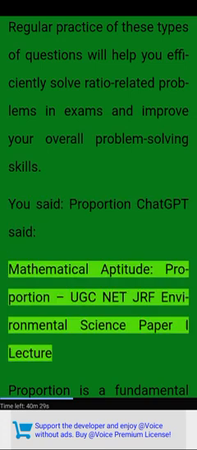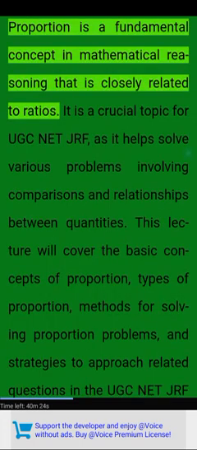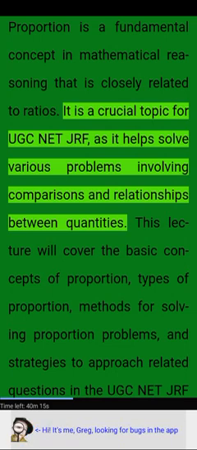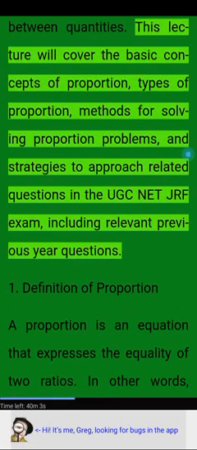Mathematical aptitude, proportion, UGC NET JRF Environmental Science Paper I Lecture. Proportion is a fundamental concept in mathematical reasoning that is closely related to ratios. It is a crucial topic for UGC NET JRF, as it helps solve various problems involving comparisons and relationships between quantities. This lecture will cover the basic concepts of proportion, types of proportion, methods for solving proportion problems, and strategies to approach related questions in the UGC NET JRF exam, including relevant previous year questions.